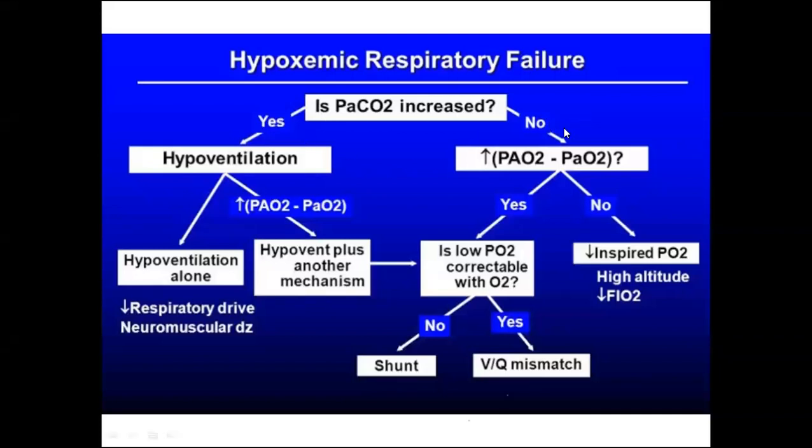If PaCO2 is normal, then you need to look at the gradient. If the gradient is normal, then most probably it's low FiO2. If the gradient is high, then you need to look at whether it is correctable with administering O2. That's the hyperoxia test. If it is not getting corrected, it's most likely shunt. If it is getting corrected, it is VQ mismatch. So this is a simple algorithm to differentiate your respiratory failure.